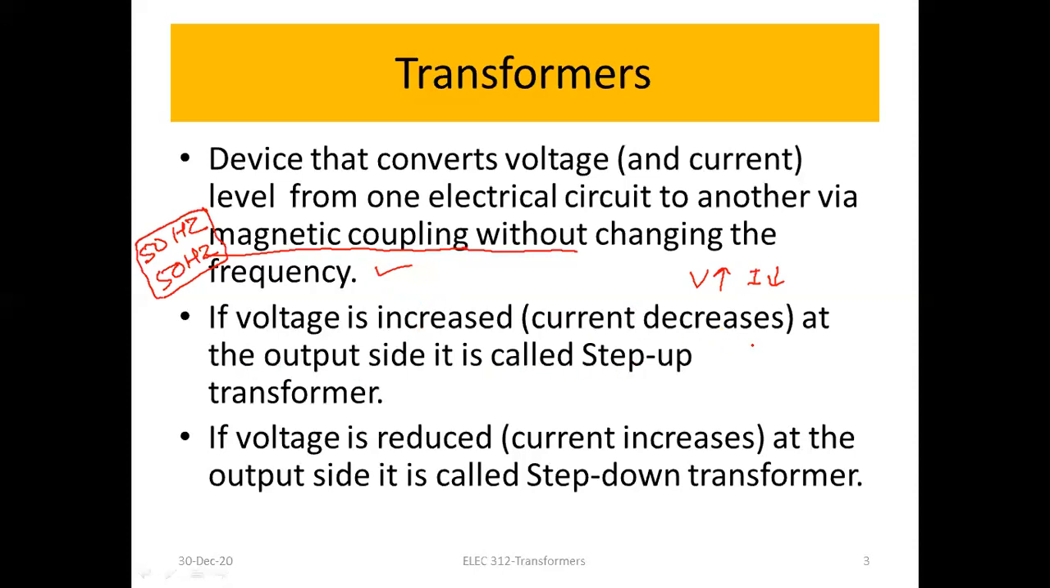If your voltage at the output side is increased, suppose this is your input side and this is your output side. So if output side voltage is higher than the input side voltage, V input, and this is V output, so if V output is greater than V input, then your transformer is called a step up. If V output voltage here is less than V input, then this transformer is called a step down transformer, and in this case the current will increase. Here if voltage decreases, then current has to increase.